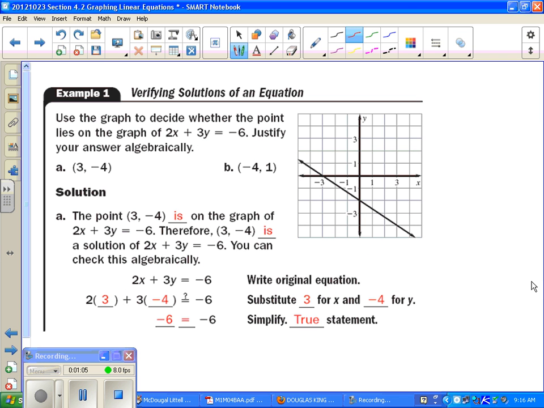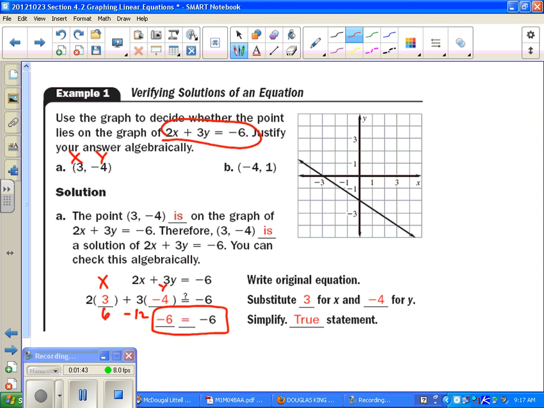First example is verifying the solutions. The first one, (3, -4). You have an x value and a y value. X is first, then y. You're just plugging those into the equation right here, 2x plus 3y equals -6, and you're seeing if it comes out to be true. So we're plugging in 3 in place of x and -4 in place of y. 2 times 3 is 6, and 3 times -4 is -12. So it gives you 6 minus 12, which leaves you with -6 equals -6. That is a true statement, so it is a solution.